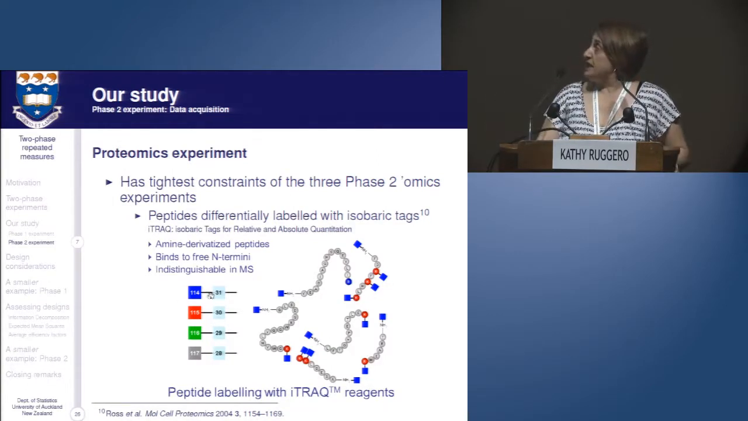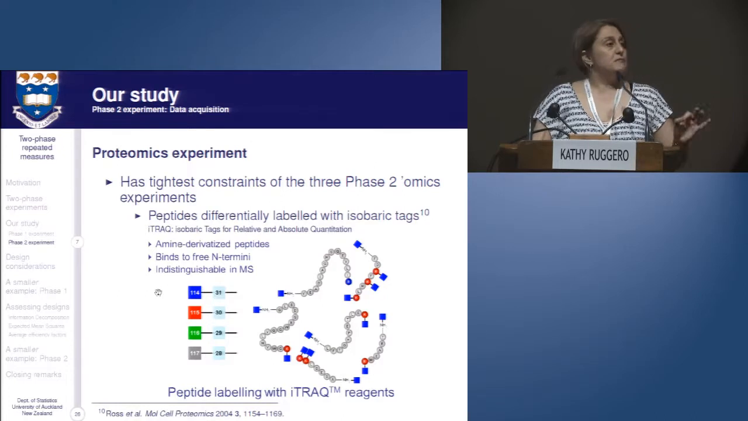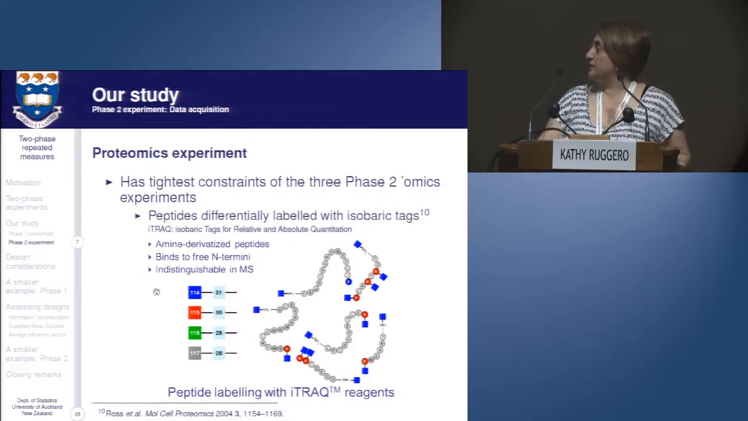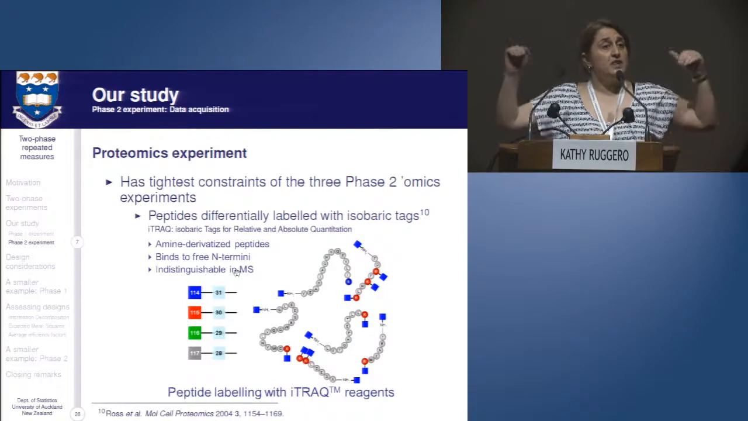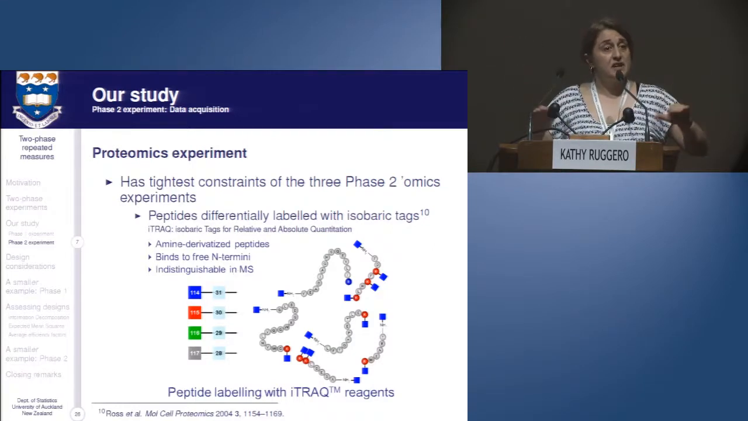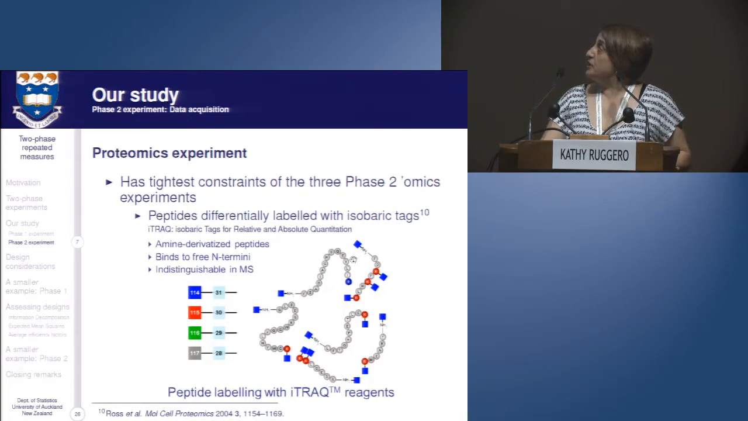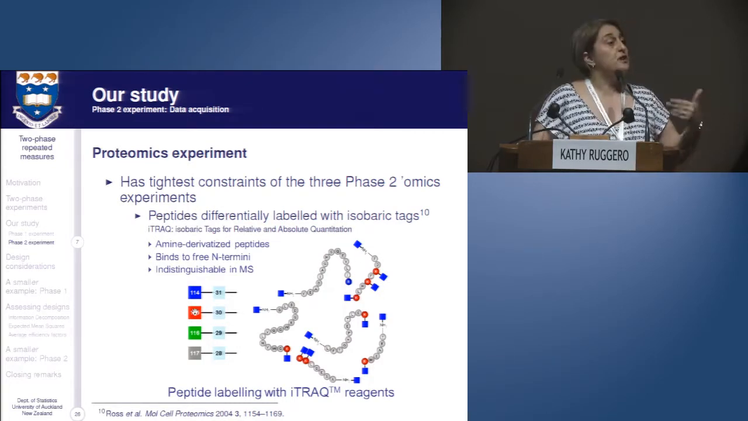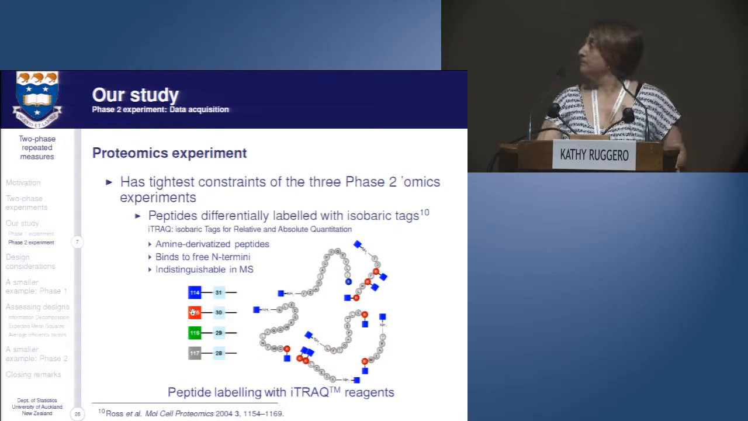Now, this is the four-plex system, the initial one that was introduced back in 2004. If you have a look at the sum of these tags, the weights, this is the reporter and this is the balance group, they all add up to 145 Daltons, okay? So when they go through the mass spec for analysis, the same peptide, differentially labelled, say with 115, will be treated in a homogeneous fashion.